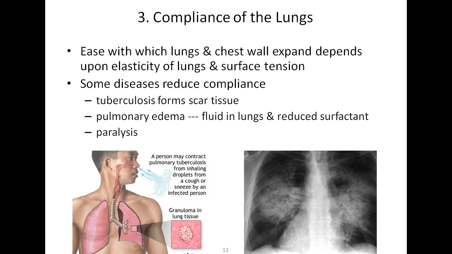A third influence on ventilation is going to be what we call compliance of the lung. We might define that as the sort of ease with which the lungs and the chest wall expand. And this is going to be determined by surface tension and then also the elasticity of the chest wall and the lung. Later on, in I think segment 3, we talk about some diseases that reduce compliance. For example, tuberculosis and pulmonary edema will reduce compliance of the lungs.